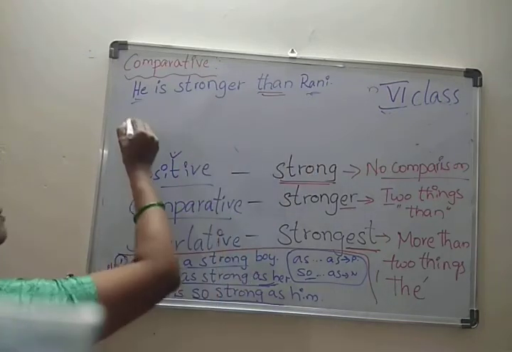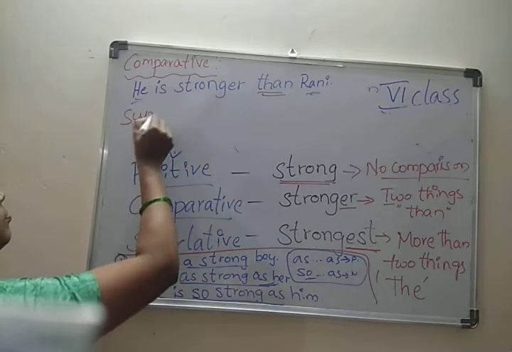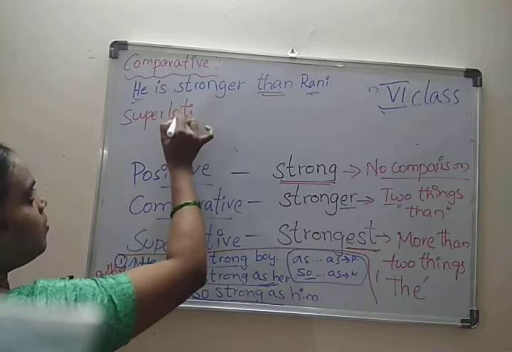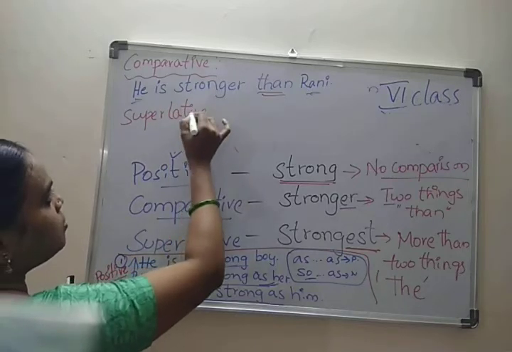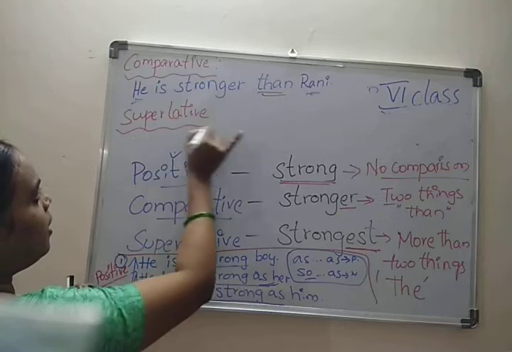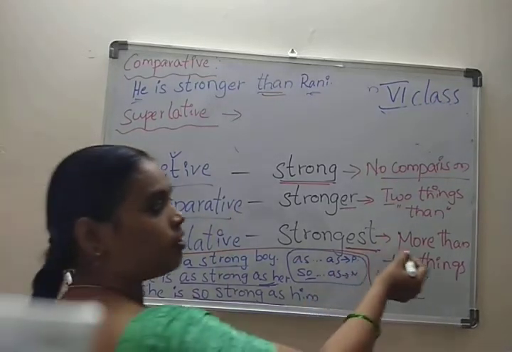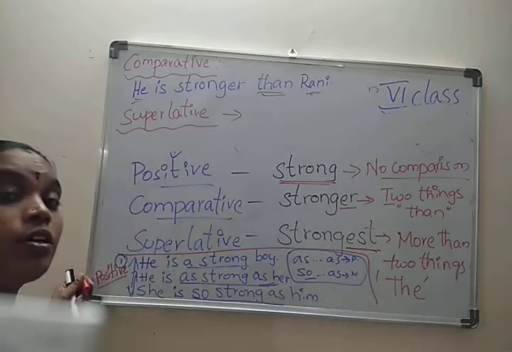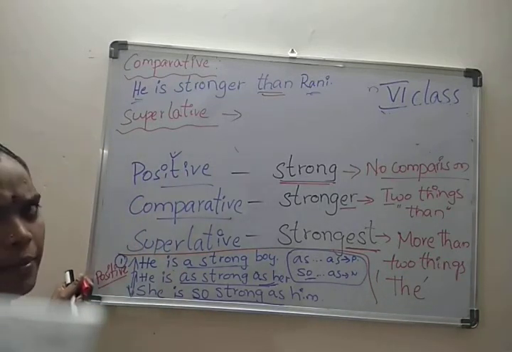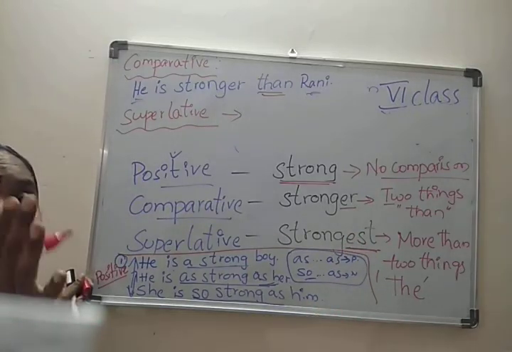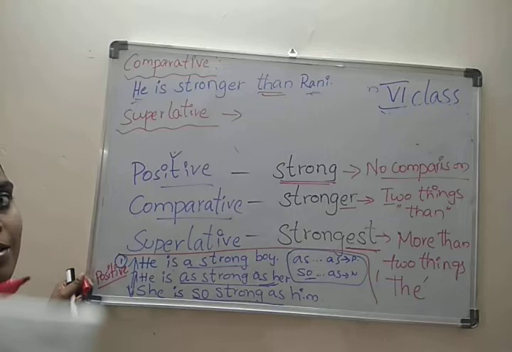This is about comparative. Now superlative. For your understanding, I am using the same sentence in three forms, children. So, the superlative degree. In superlative, what is our rule? More than two things, more than two persons. Here I am taking persons. So more than two persons, and using the before the superlative form.